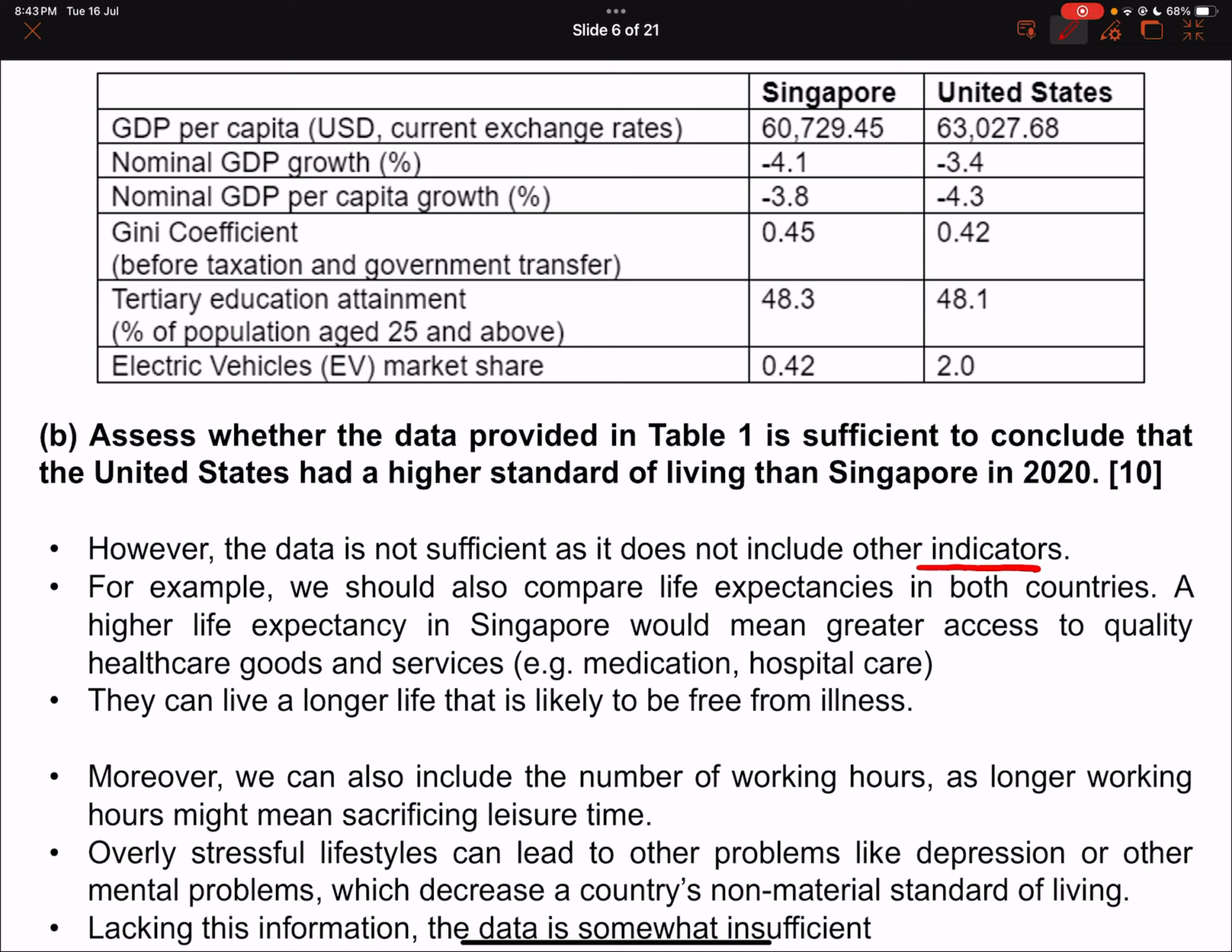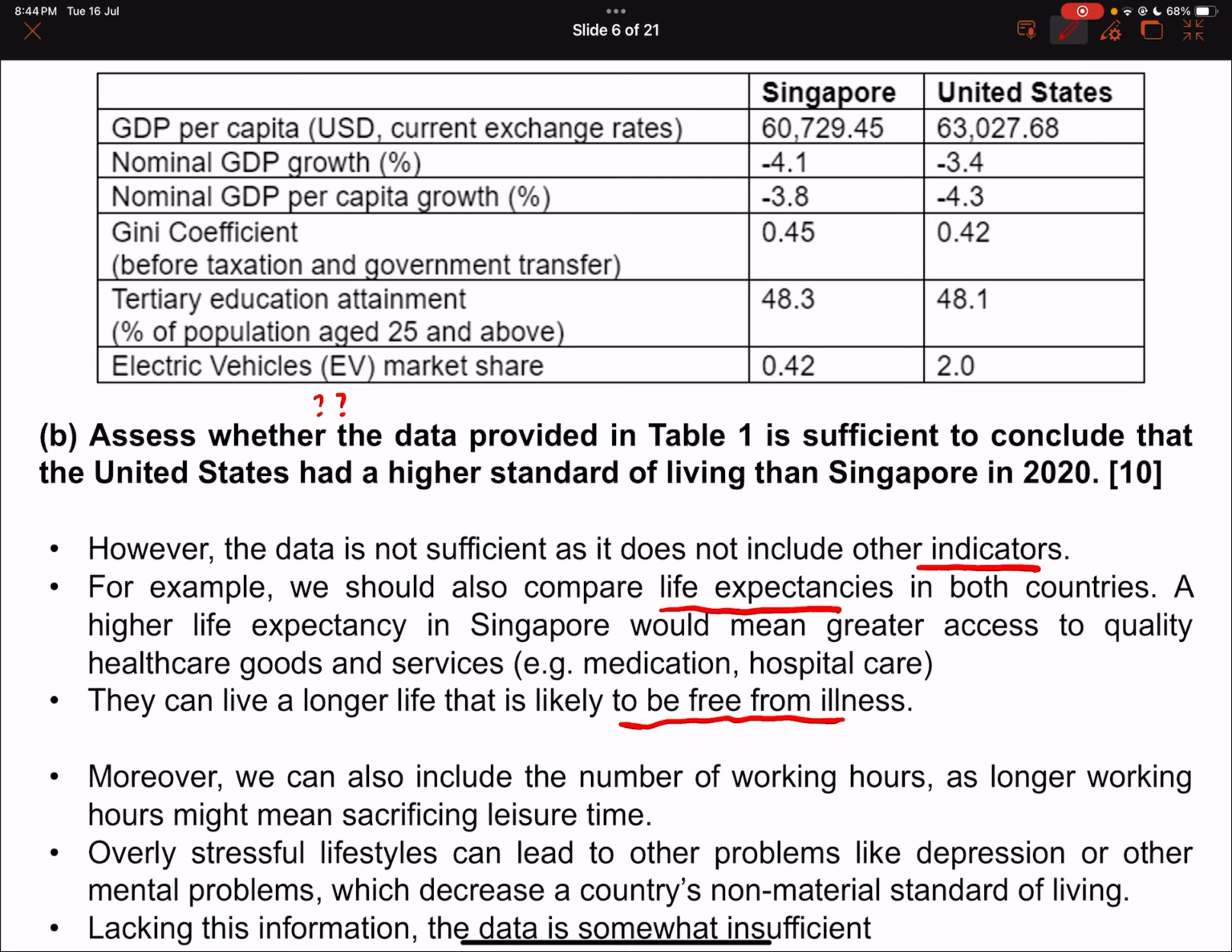So for example, you'll read in your notes that life expectancies are very, very important indicators of standard of living, because if you have a higher life expectancy, it means better access to quality healthcare, and you lead a longer life that's likely to be free from illness. But obviously, this table doesn't show us that. Right? The table shows us very useful things, but it doesn't show us everything. And one thing that it doesn't show us is life expectancies.